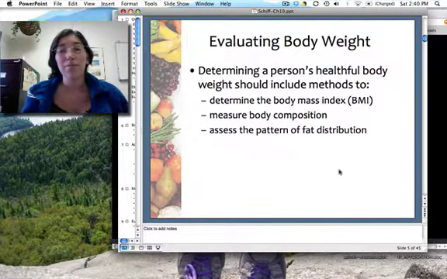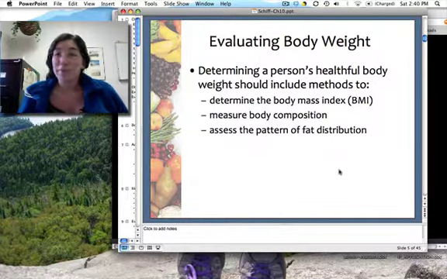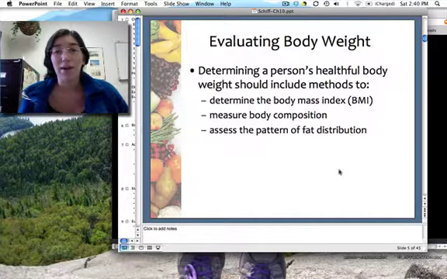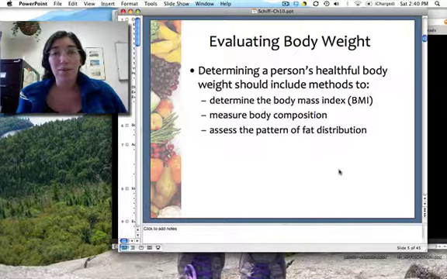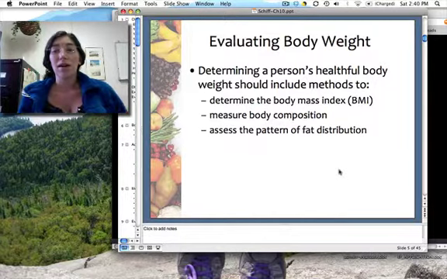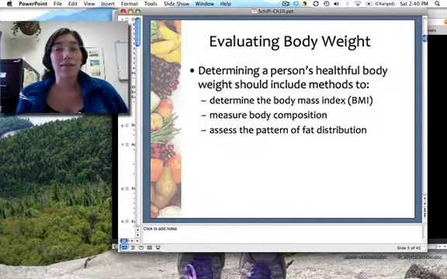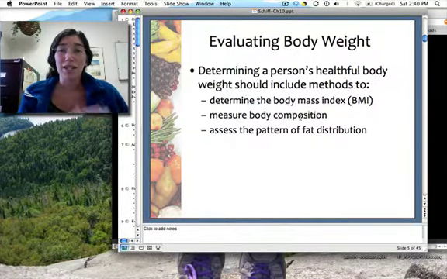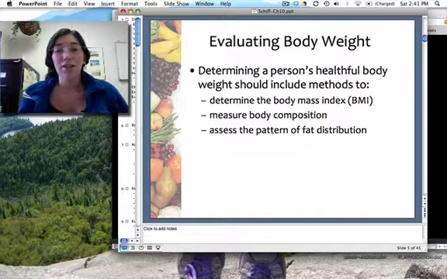So, in order to maintain a healthful body weight or achieve a healthful body weight, you have to be able to determine whether your body weight is healthy or not. And there are different measurements that we can use to determine whether your body weight is healthful. One is the body mass index, your BMI. One is measuring your body composition, which is lean tissue compared to fat tissue. And the third is to assess your fat pattern, where your body tends to gain weight.